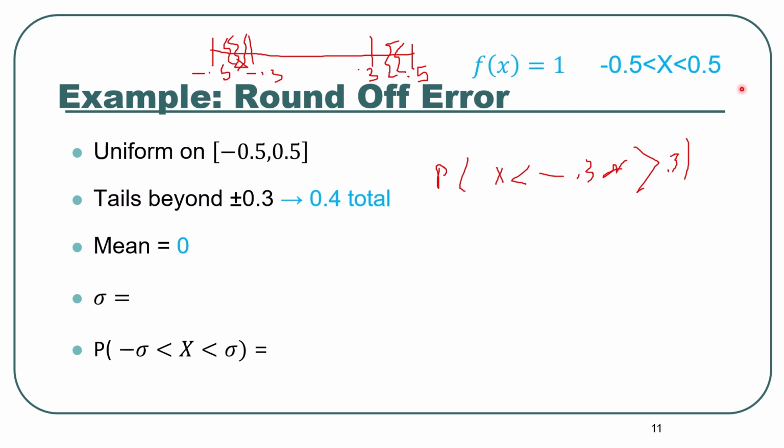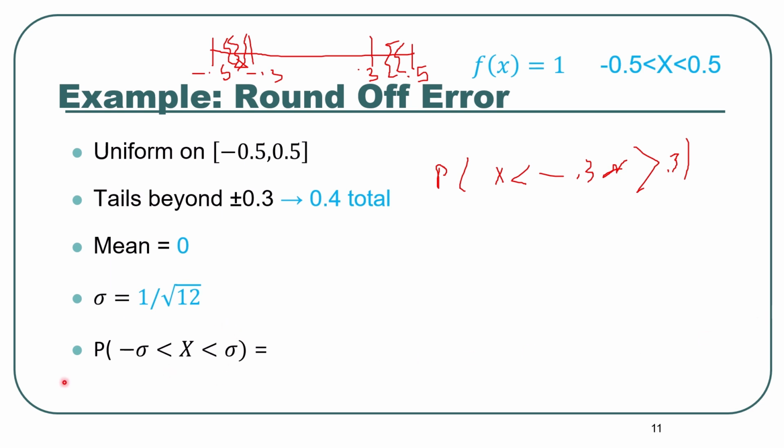Sigma is what? Sigma is the square root of that length squared over 12. So what is that length? It is 1. Squared is 1, over 12. It would be 1 over 12. And for sigma, I am going to put all of that underneath the square root. So it's going to be 1 over the square root of 12.